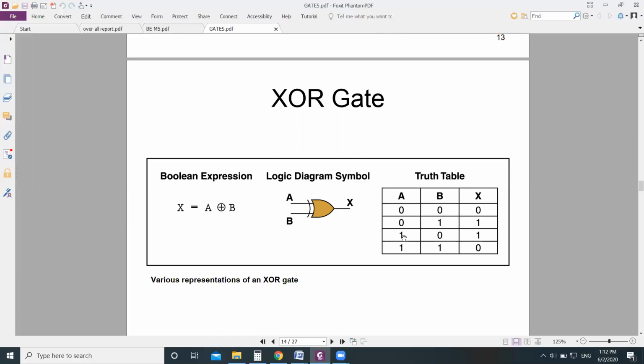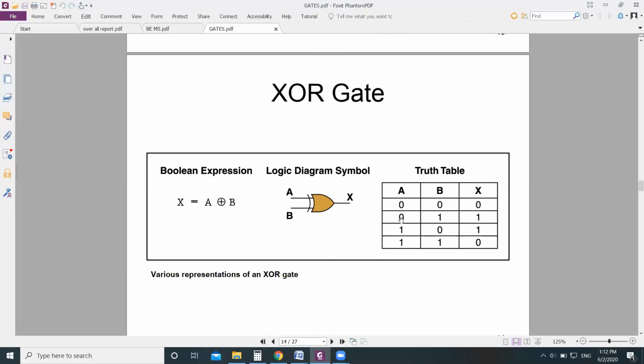We can define it in another way also. If any one of the inputs is 1, the output is 1. Take the second case: A is 0, B is 1. So one of the inputs is high, then the output is high. Take this case, here A is 1 and B is 0. So in any one case, the output is 1, right? So this is what is called the XOR gate, and this is the symbol of an XOR gate.